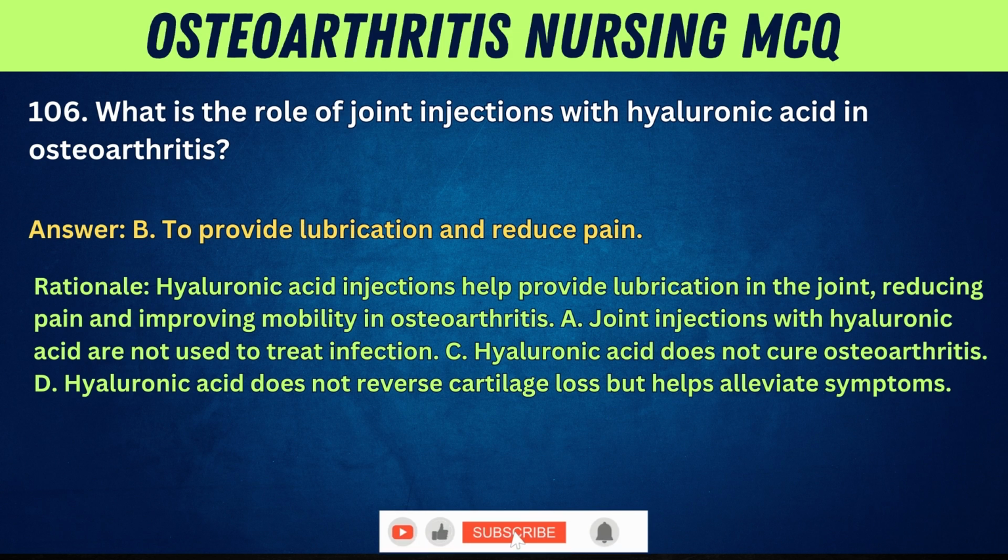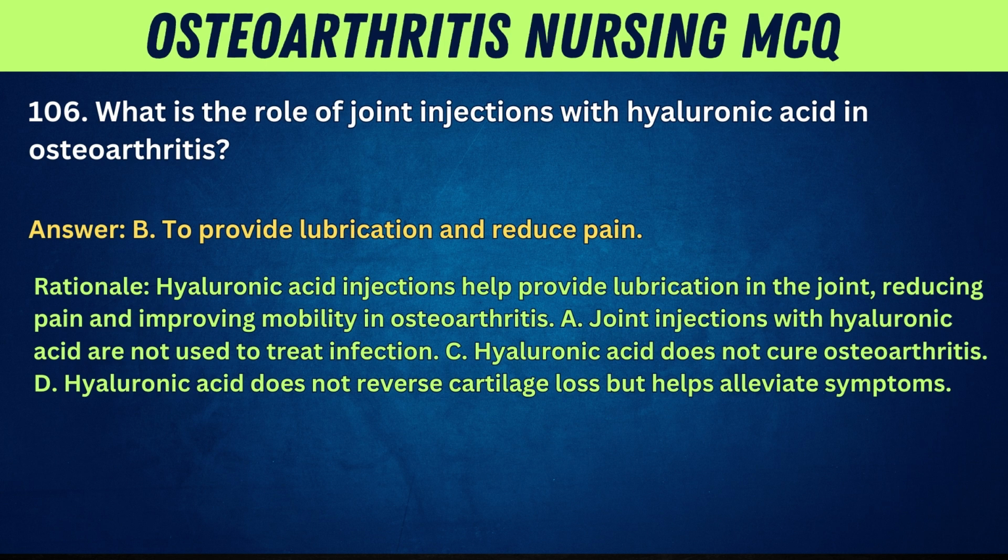A. Joint injections with hyaluronic acid are not used to treat infection. C. Hyaluronic acid does not cure osteoarthritis. D. Hyaluronic acid does not reverse cartilage loss, but helps alleviate symptoms.